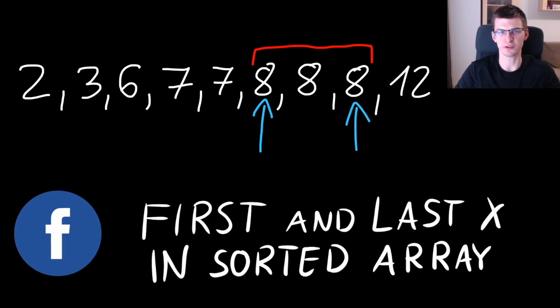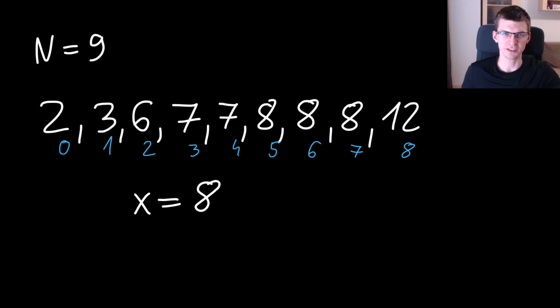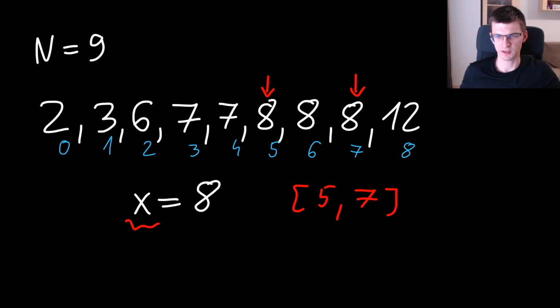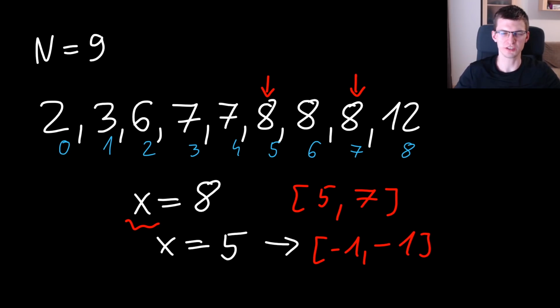This is a coding interview question often asked by Facebook. Elements of the array are indexed from 0 to n minus 1, n is length of the array, and apart from the array itself we are given the target value x, an int, and we need to find, in this case, first position would be 5, the last one would be 7, and we need to return two integers 5, 7. For this array and target value x equal to 5, then I would need to return minus 1, minus 1. In this problem it denotes no such element.